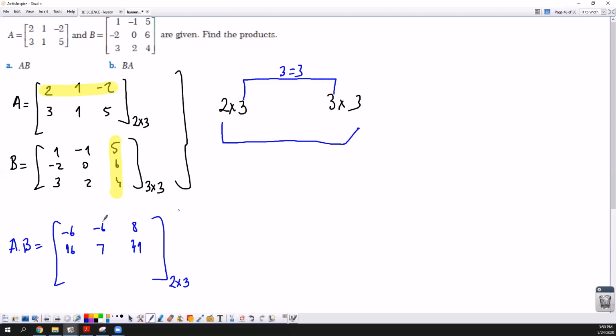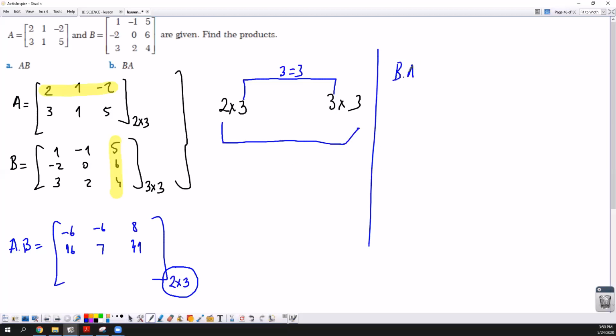what do you think about the last row? For now, what is the dimension of the matrix? There are 2 rows and 3 columns, so we already got this. So the answer for A times B will be -6, -6, 8, 16, 7, and 41.